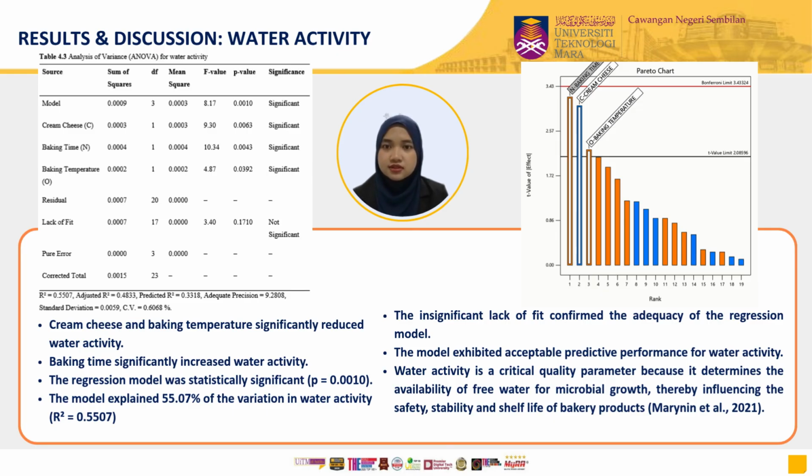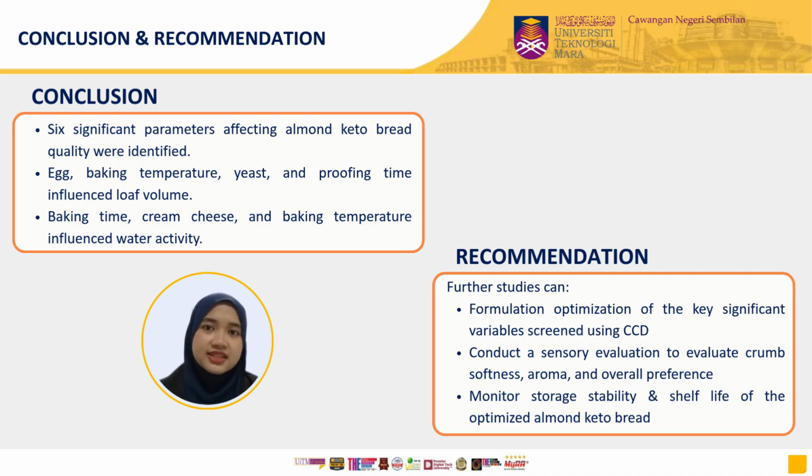In conclusion, 6 significant parameters affecting the almond keto bread quality were identified. Egg, baking temperature, yeast, and proofing time significantly influence the loaf volume. Meanwhile, baking time, cream cheese, and baking temperature significantly influence the water activity. These findings indicate that the loaf volume and water activity are the most reliable screening responses for identifying the critical ingredients and processing parameters in almond keto bread.